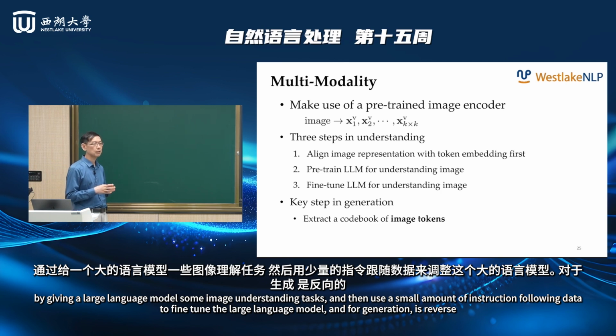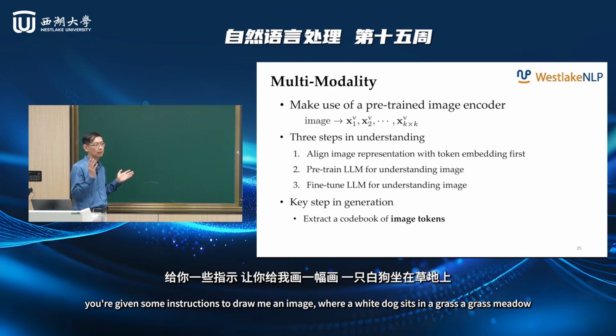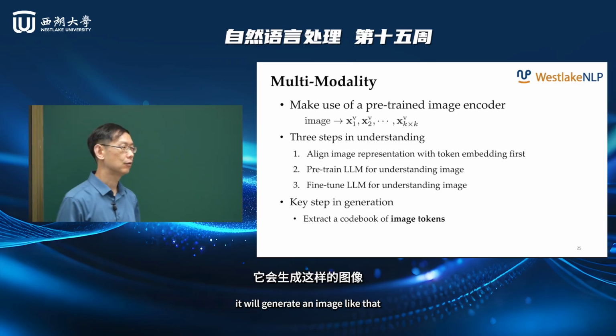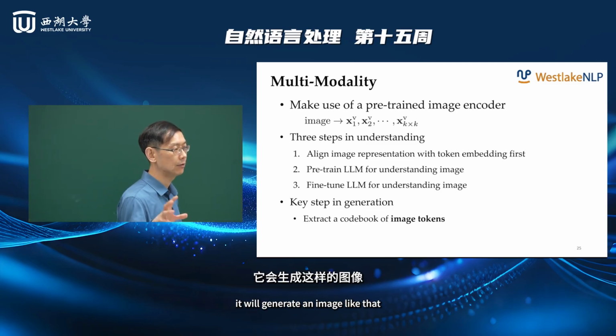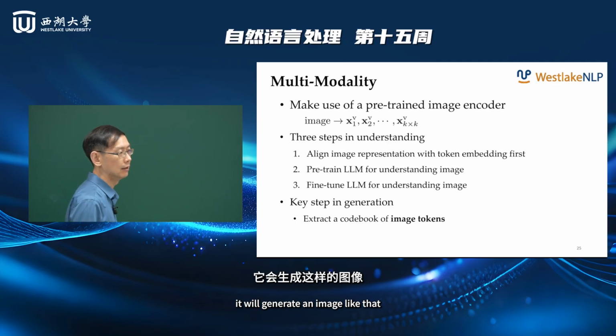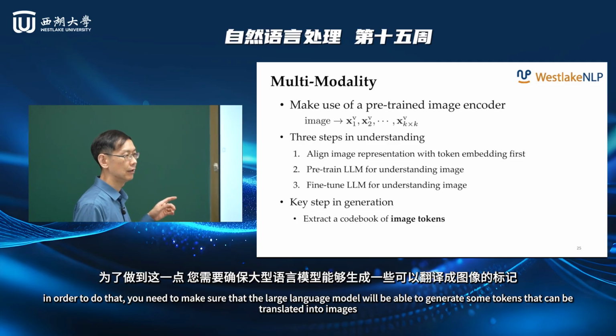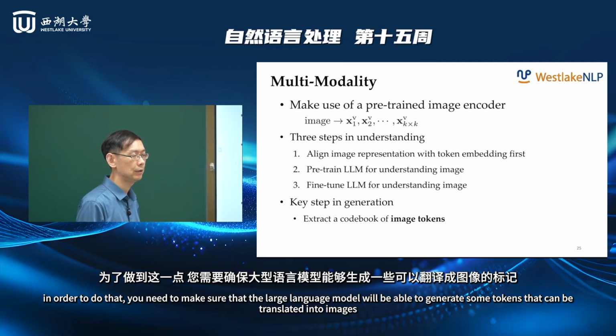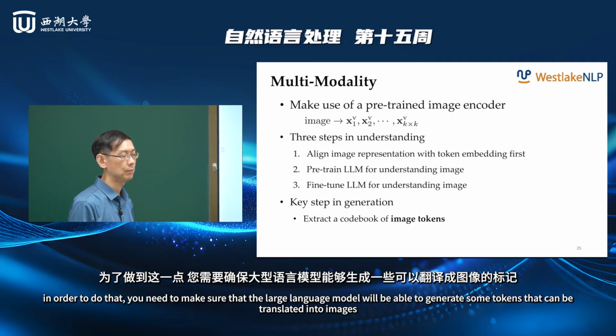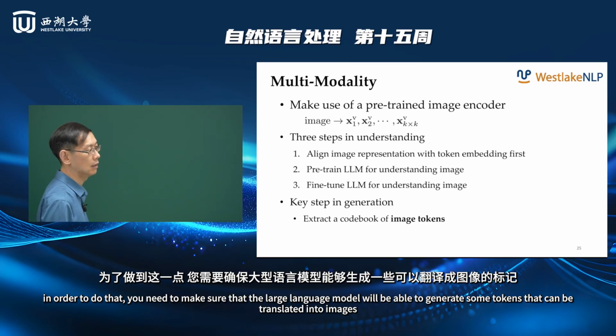And for generation, it's the reverse. You're given some instruction like, draw me an image where a white dog sits in grass, a grass meadow. So it will generate an image like that. In order to do that, you need to make sure that the large language model will be able to generate some tokens that can be translated into images.